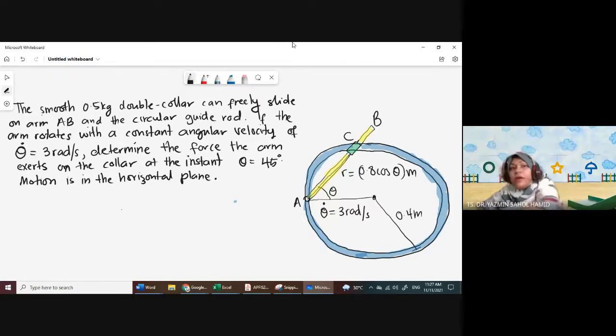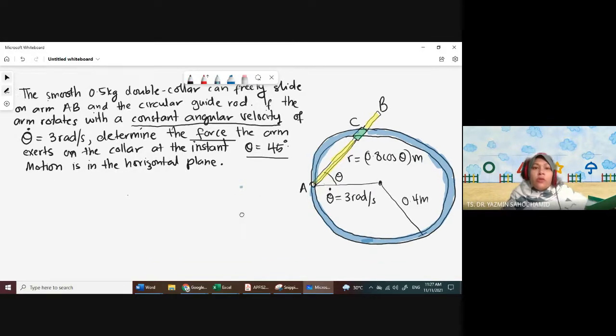Okay, the smooth 0.5 kg double collar can freely slide on arm AB, on the circular arm AB and the circular guide rod. If the arm rotates with a constant angular velocity, theta dot equals 3 radian per second, determine the force the arm exerts on the collar at an instant of 45 degrees.